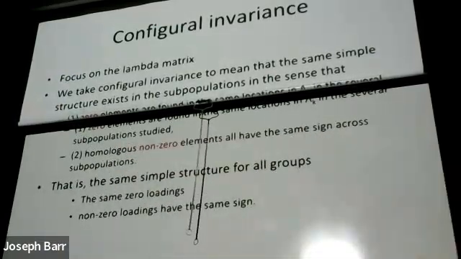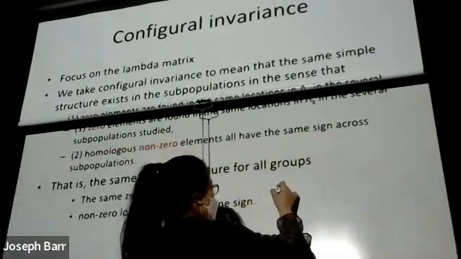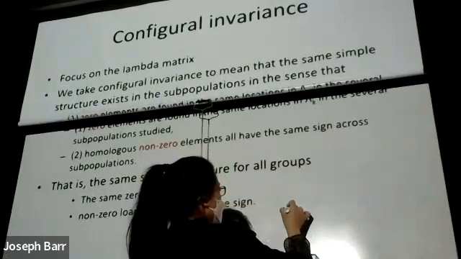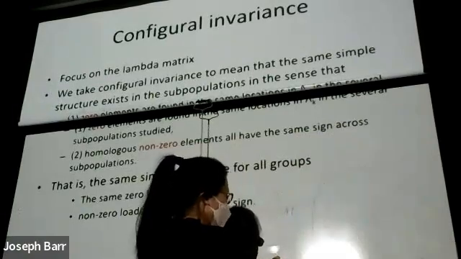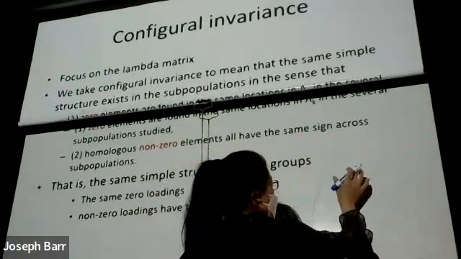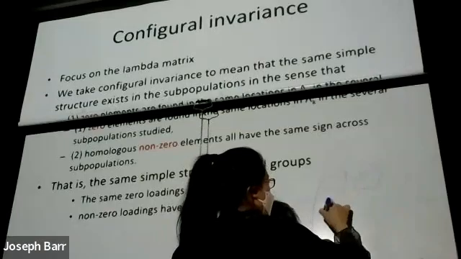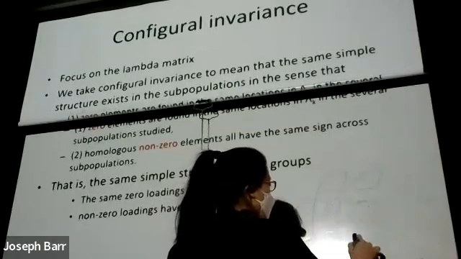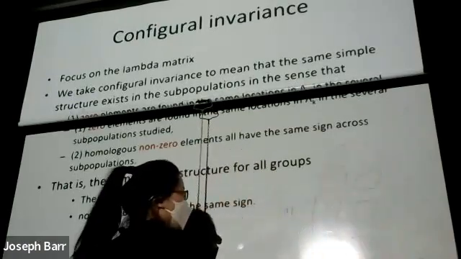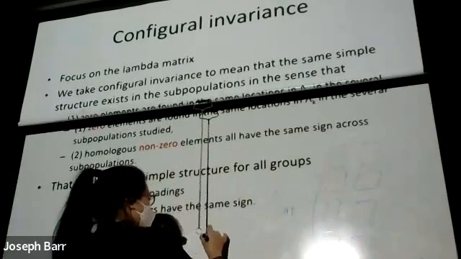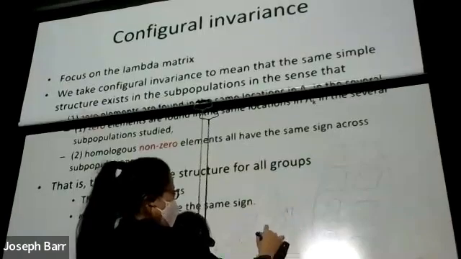Let's say the lambda for male and female. So we have lambda for male. Suppose it's a 5 by 2 matrix, so we have some elements here, some elements here. Just 4 by 2. So this is a lambda for male, and we also have the lambda for female. Same thing, we have 4 by 2.